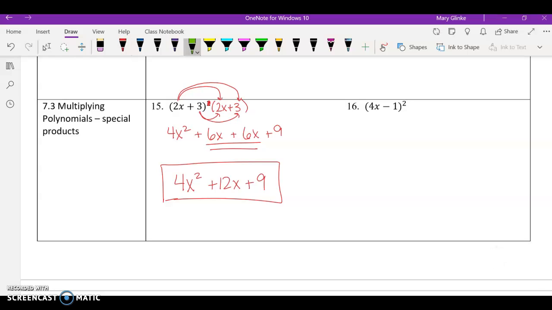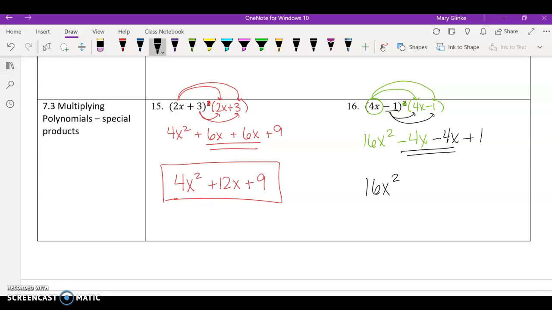And then our last one here, number 16, the square again, you look at it and you say square means I'm writing it twice. So we have 4x minus 1 times 4x minus 1. 4x times 4x is 16x squared. 4x times negative 1 is negative 4x. Negative 1 times 4x is negative 4x. And negative 1 times negative 1 is positive 1. And after combining like terms, our final answer would be 16x squared minus 8x plus 1.